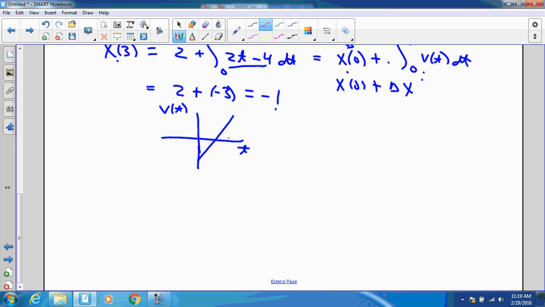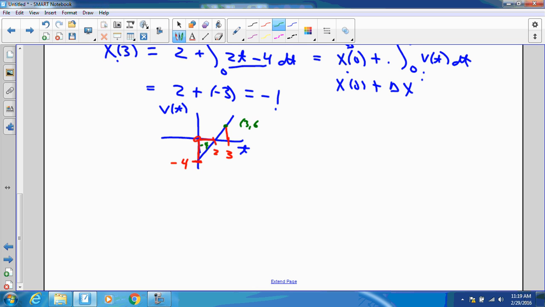And so when I integrate the velocity from 0 to 3, what I get is the area of two different triangles. And the area down here is going to be negative because the triangle is below the axis. So if this is -4 right here, I'm going to get 1/2 of base times height. And the base is 2 and the height is -4, so that I get a total area of -4 right there.